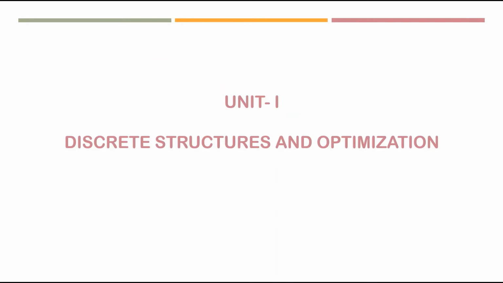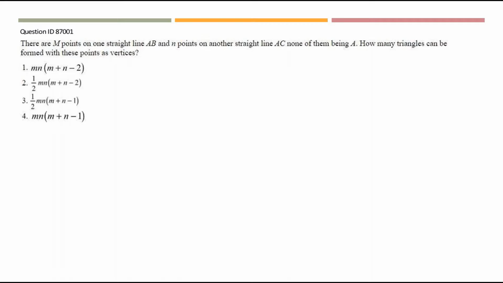Let's discuss Unit 1 solutions. There are m points on one straight line AB and n points on another straight line AC, none of them being A. How many triangles can be formed with these points as vertices?